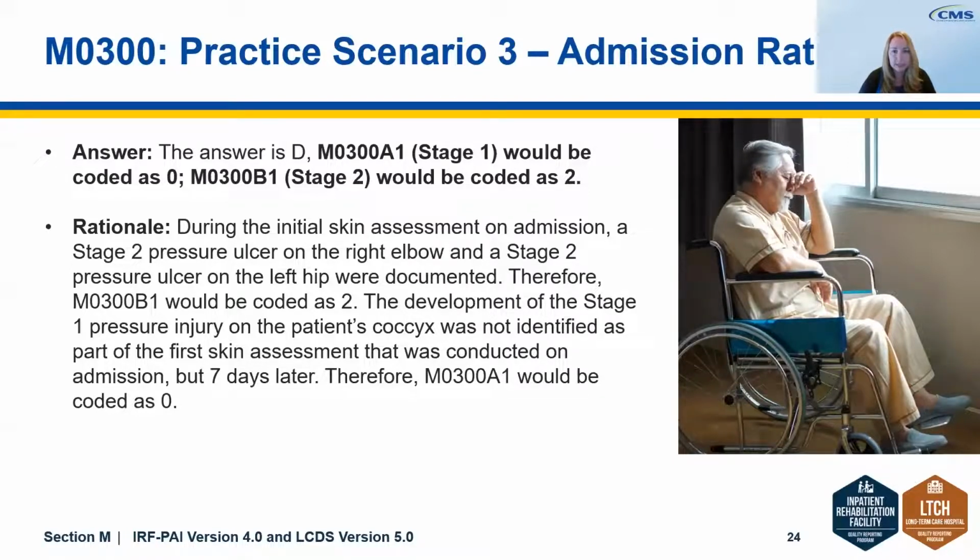During the initial skin assessment on admission, a stage 2 pressure ulcer on the right elbow and a stage 2 pressure ulcer on the left hip were documented. Therefore, M0300B1 stage 2s would be coded as 2. The development of the stage 1 pressure injury on the patient's coccyx was not identified as part of the first skin assessment that was conducted on admission. Rather, it was identified 7 days later. Therefore, it would not be coded on the admission assessment. So M0300A1 would be coded as 0.